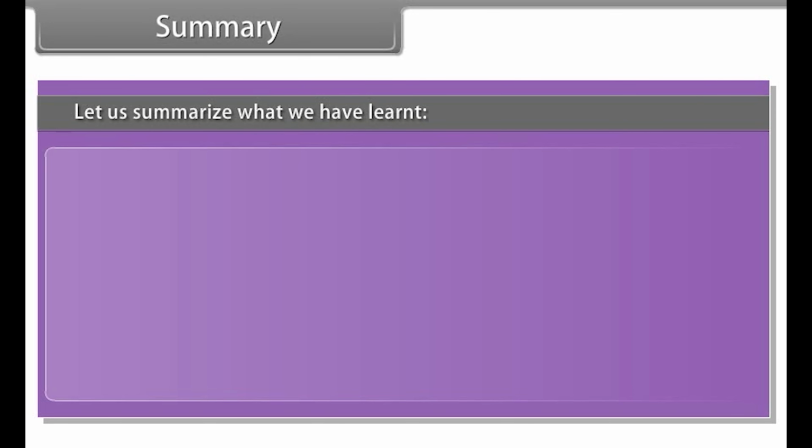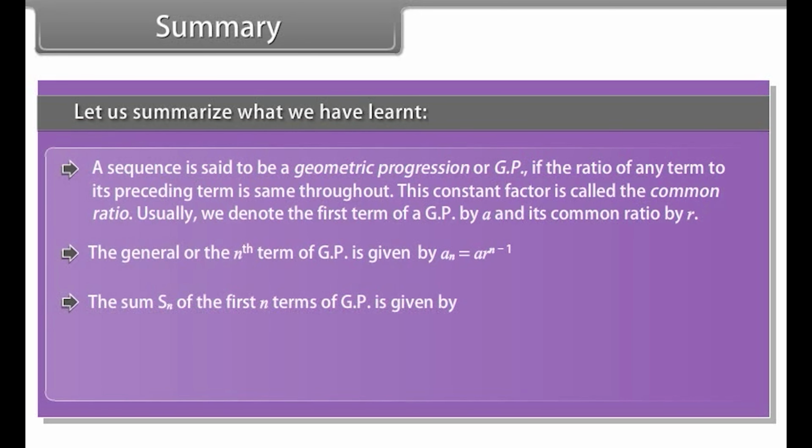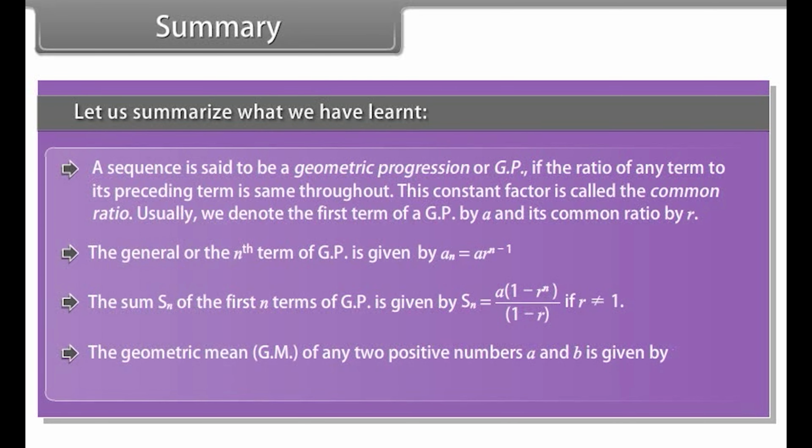Summary. Let us summarize what we have learned. A sequence is said to be a geometric progression or GP if the ratio of any term to its preceding term is the same throughout. This constant factor is called the common ratio. Usually we denote the first term of a GP by A and its common ratio by R. The general or the nth term of GP is given by, the sum Sn of the first n terms of GP is given by, the geometric mean of any two positive numbers A and B is given by, that is, the sequence A, G, B is GP.